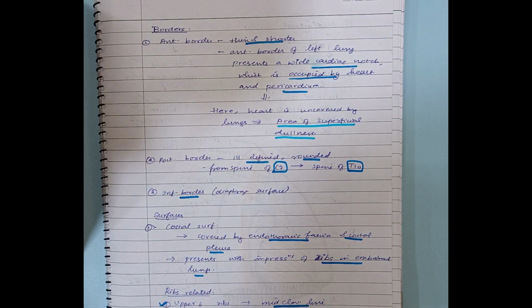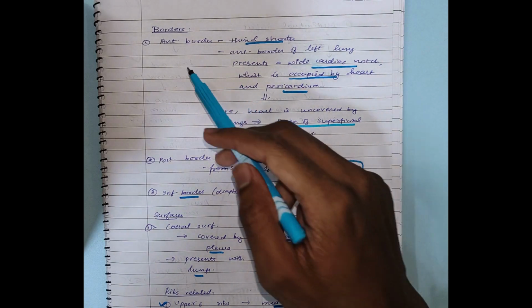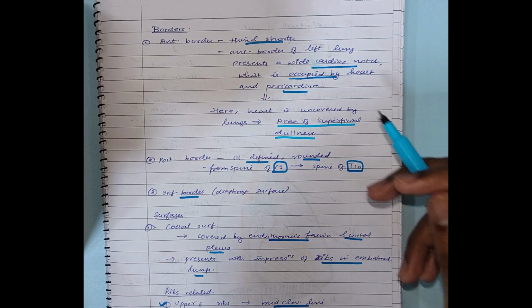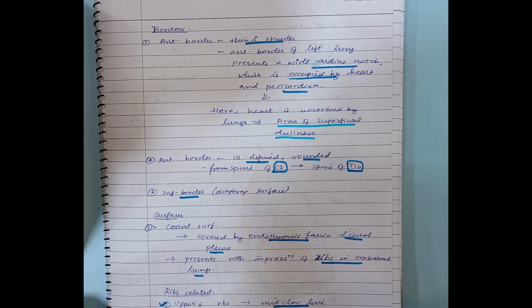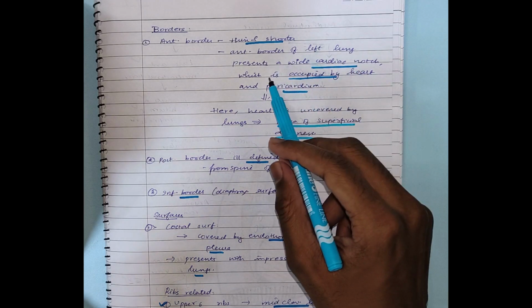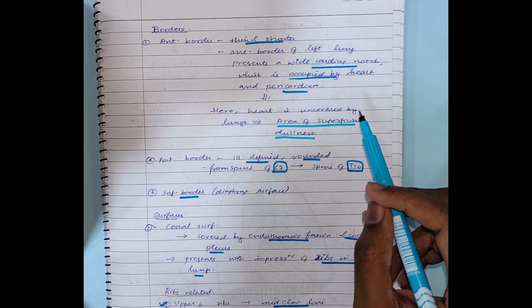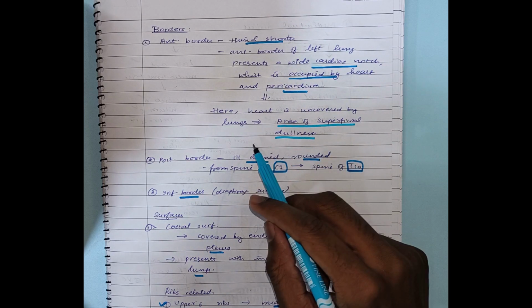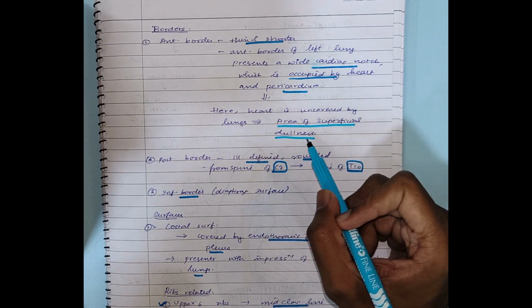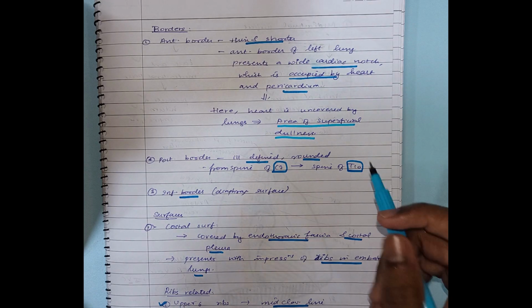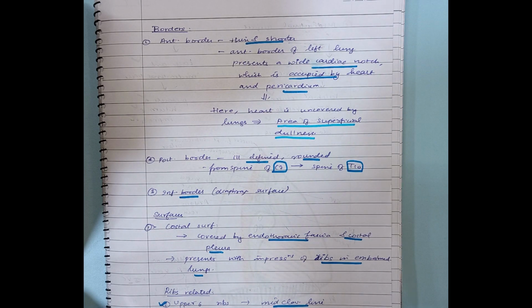Now if we talk about the borders of the lungs, we have the anterior border, as I've already discussed. It is thin and shorter. The anterior border is again well defined. The anterior border of the left lung presents a wide cardiac notch which is occupied by the heart and the pericardium. Here the heart is uncovered by lungs, which is known as the area of superficial dullness. When you auscultate here, you will hear a dull sound. So this is known as the area of superficial dullness.